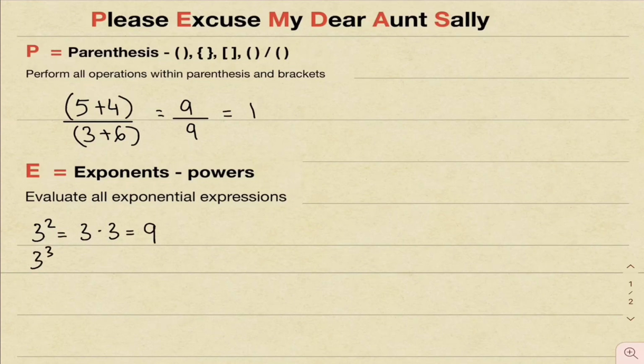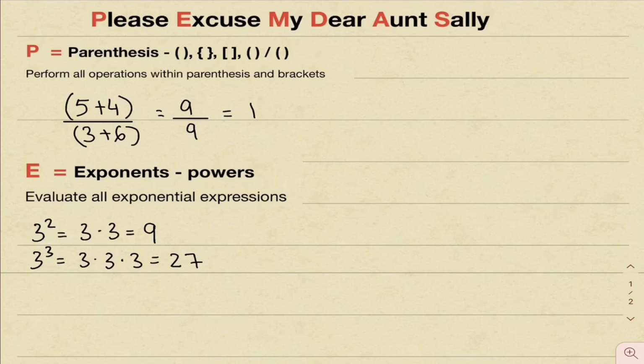Let's say I have 3 to the 3rd power. That's 3 multiplying itself 3 times. 3 times 3 times 3. So 3 times 3 times 3 is 27. So the exponent just tells you how many times the number is multiplying itself. So in this case, I had 3 to the power of 2. So the 3 is multiplying itself 2 times, which is 3 times 3 is 9. And here I have 3 to the power of 3, and the 3 is multiplying itself 3 times.